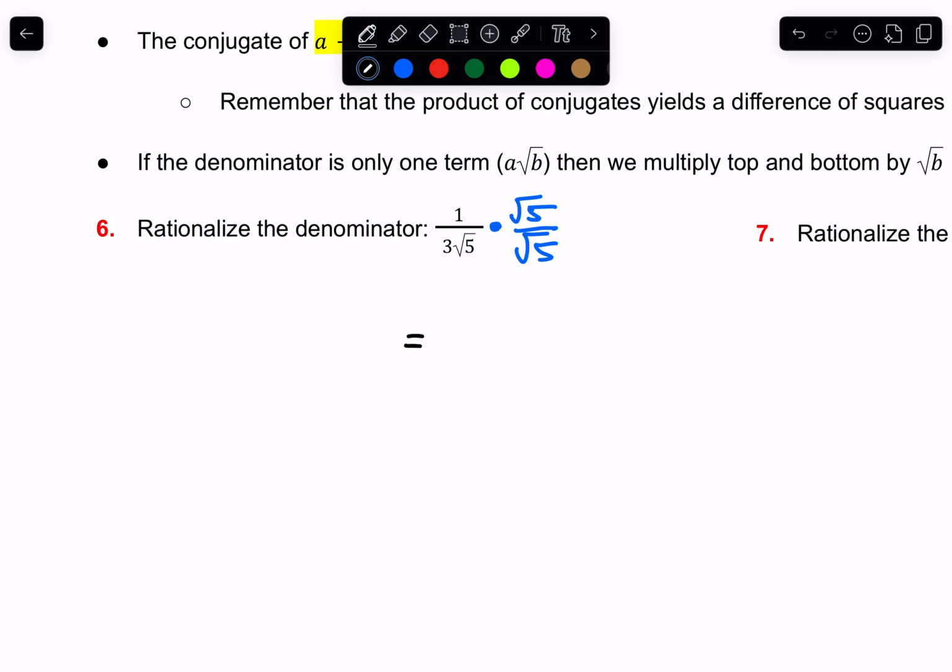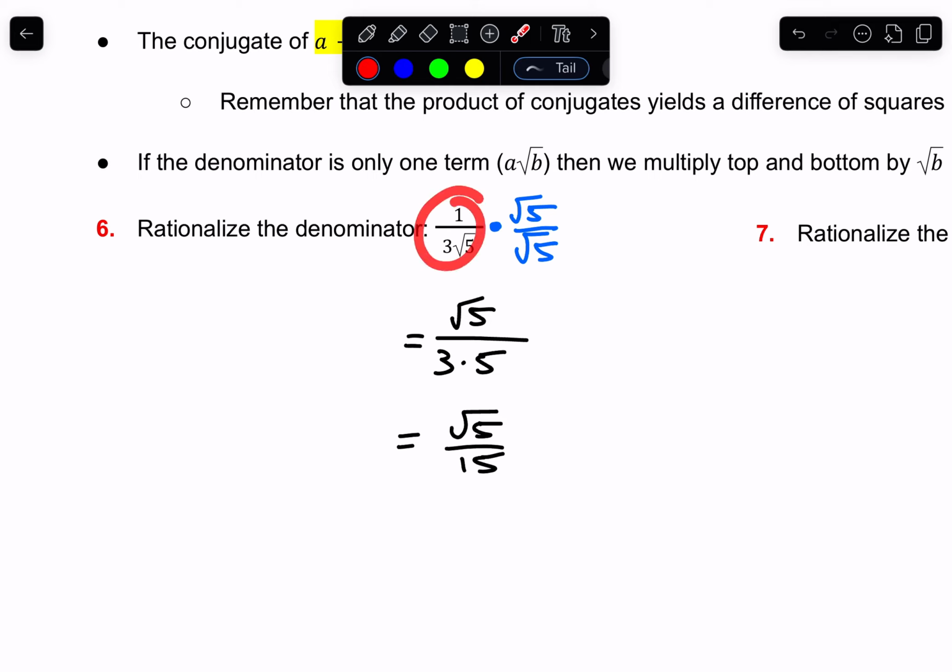Okay? When we multiply this out, on top, 1 times square root 5 is just square root 5. And on bottom, 3 square root 5 times square root 5 is 3 times 5, because square root 5 times itself is just 5. Okay, that's a property of square roots. When you multiply a square root by itself, you just get whatever the radicand was. And so right now we have root 5 over 15, and there's no way to simplify that because root 5, nothing can be pulled out. So we're done. 1 over 3 square root 5 is equivalent to square root 5 over 15.